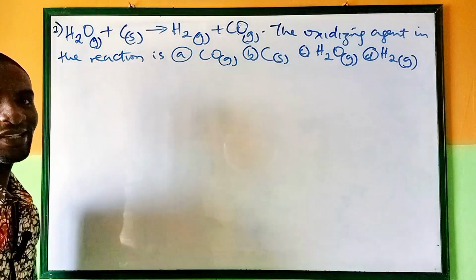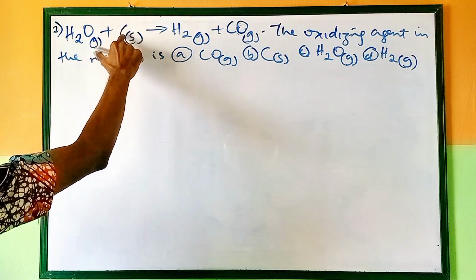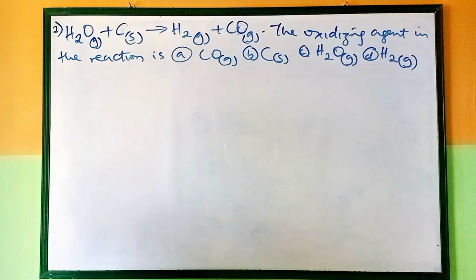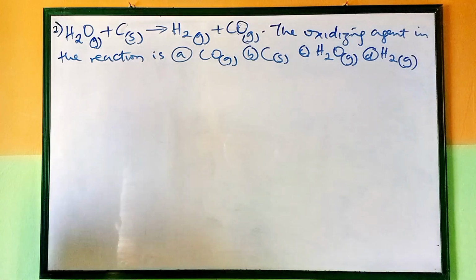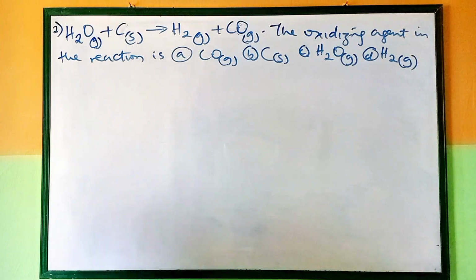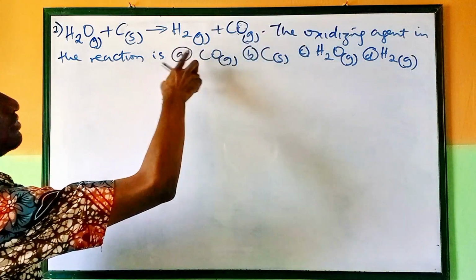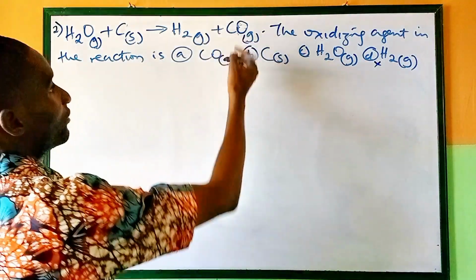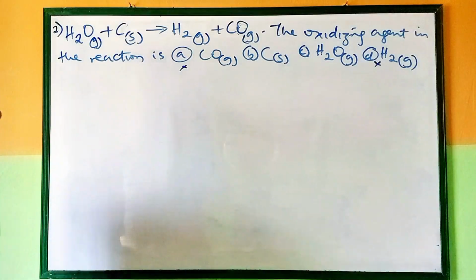Now, here is the second question. H2O, water, is reacting with carbon, which is the solid carbon, all right, to give you hydrogen gas and carbon 2 oxide, CO. Then the question says the oxidizing agent in the reaction is dash. Remember, I told you your answer will never be on the product side. So that means by elimination method, this cannot be the answer. H2 and CO cannot be the answer. So the answer is either B or C.